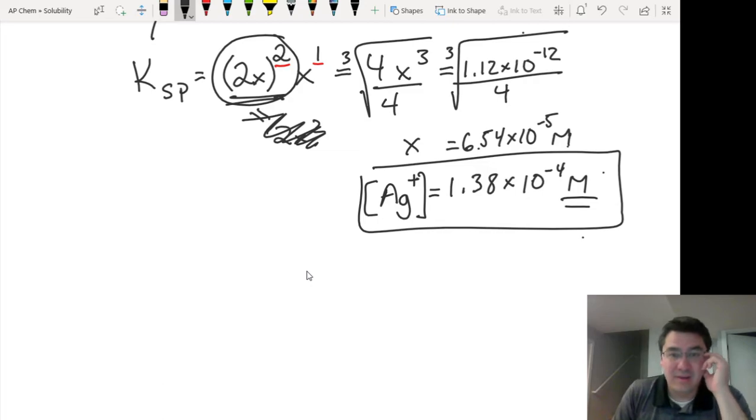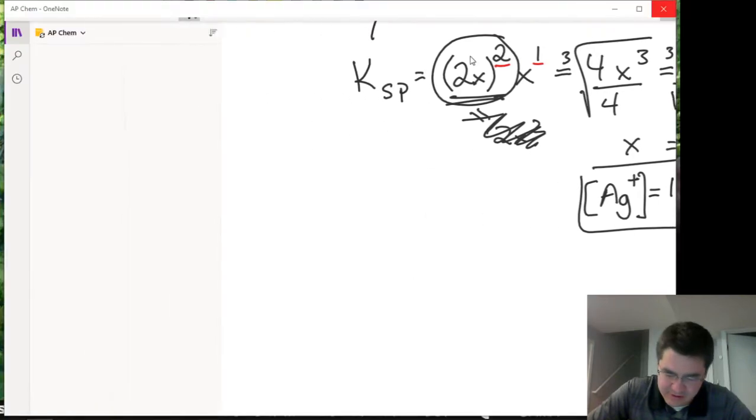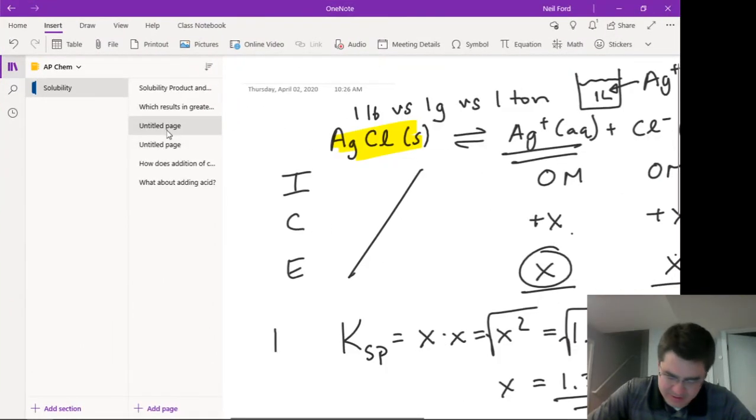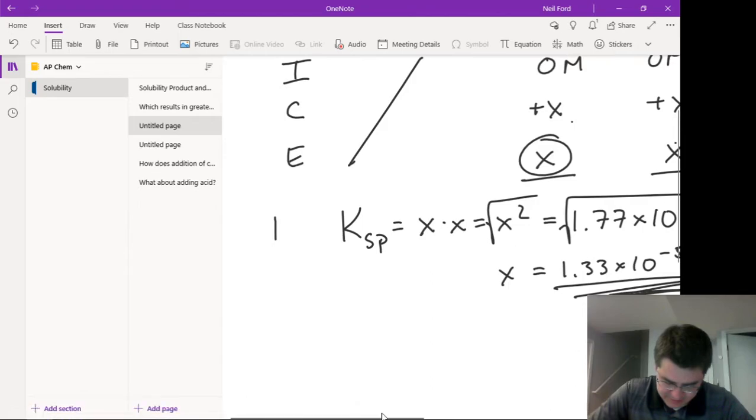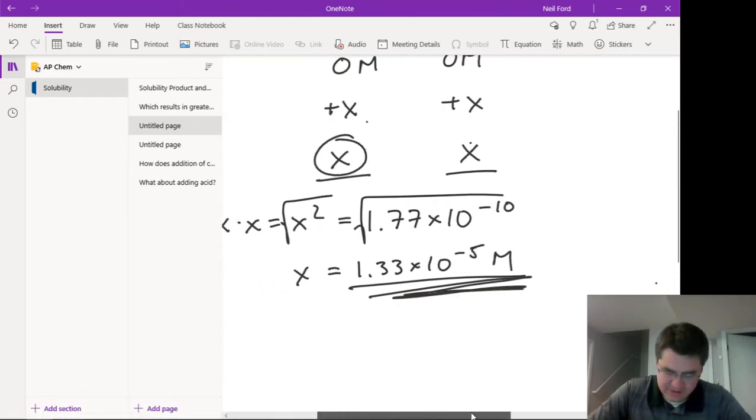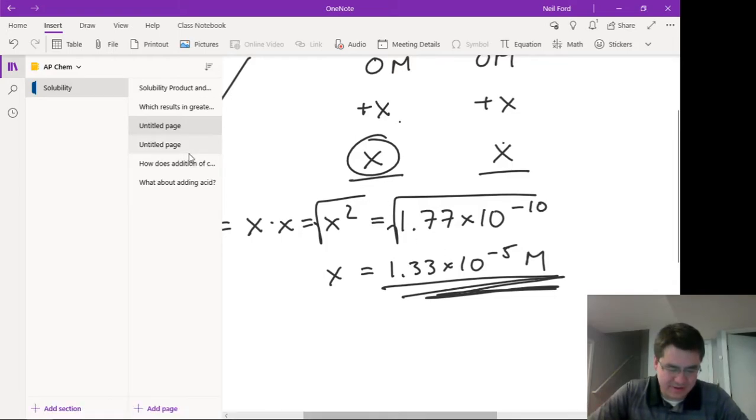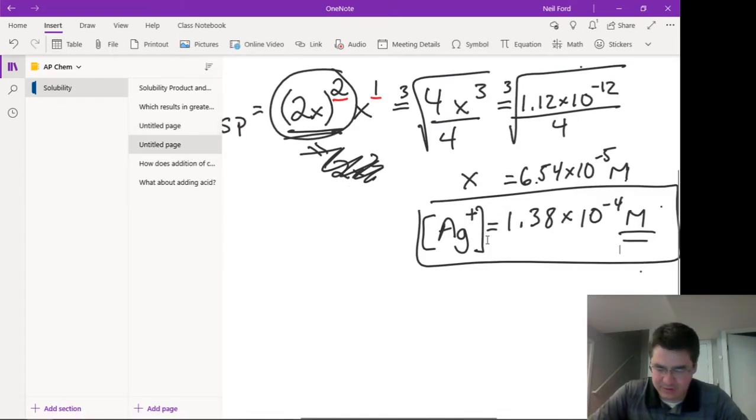So, comparing those two answers, this one was 10 to the minus 5, versus the one with 2 silvers, the silver chromate, which was 10 to the minus 4. If you were trying to get silver in solution and you had both of those chemicals on your shelf and saturated the solutions, you could get more silver in there with silver chromate. So that's the mechanics.